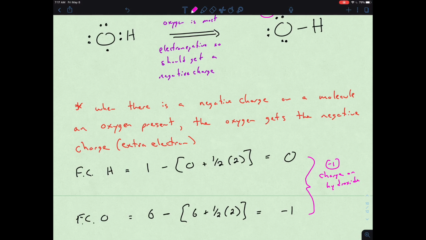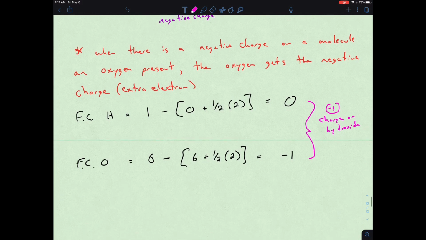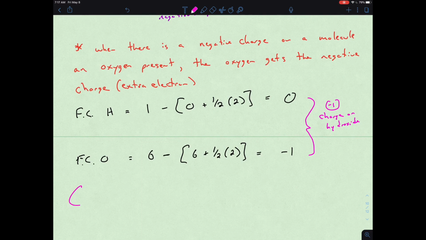Now let's talk about just a little bit more specifics into covalent bonding or covalent bonds.